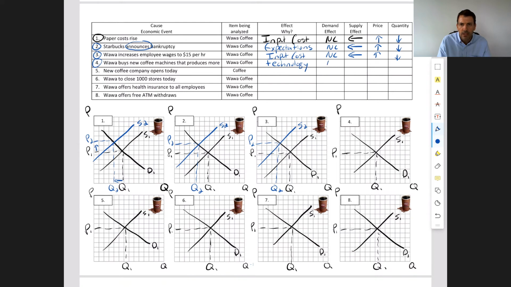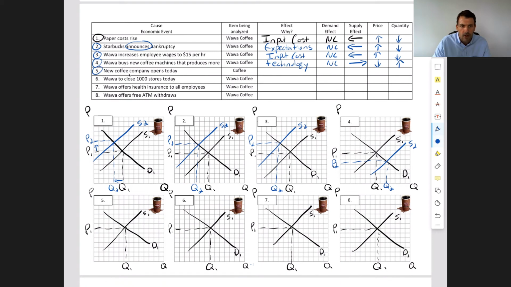Number four, Wawa buys a new coffee machine. That is technology, allowing your ability to supply more to the marketplace. That would shift the supply curve to the right. Your new equilibrium is down there, and your price is going to go down and your quantity is going to go up. Then you label in your price and quantity.